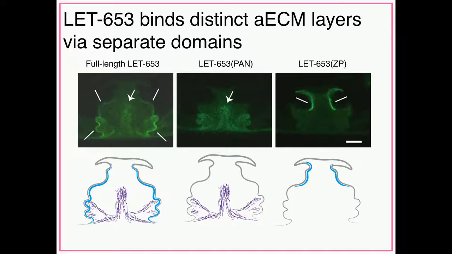So we found that full-length LET653 in the vulva was able to localize both along the membrane and to that middle fibrous region, while the pan domains localized only to the fibrous region, and the ZP domain could localize only to a subset of the membrane, suggesting that the pan domain is able to localize the ZP domain to the membrane.